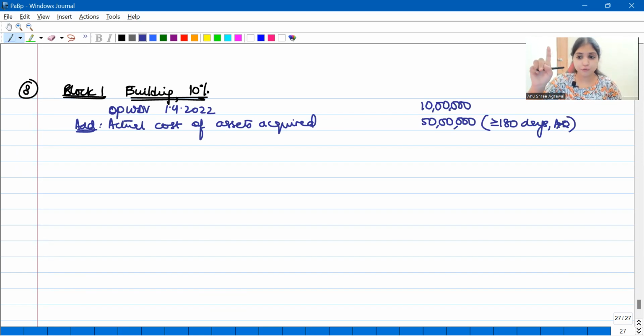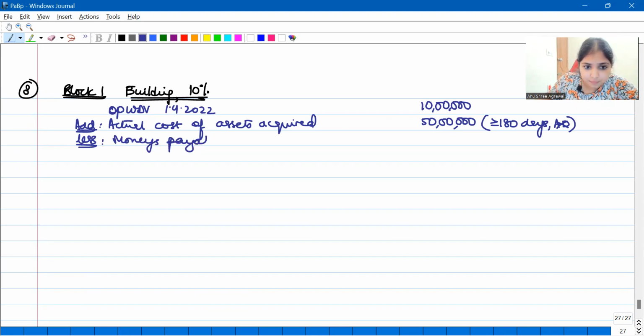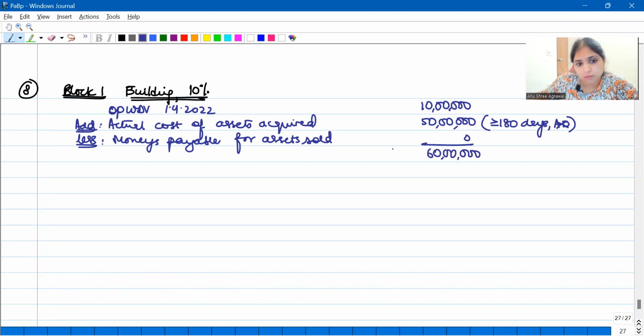Condition 1, manufacturer, fulfilled. Condition 2, WDV method, fulfilled. But condition 3 should be plant and machinery and not any other category. That condition is not fulfilled. So no additional depreciation, less monies payable for assets sold. Have we sold any asset during the year? Not really. So 60 lakhs as it is will become our closing WDV for the next year. Now tell me, should I split this into less than 180 days balance and all? No, guys, it's at least 180 days.